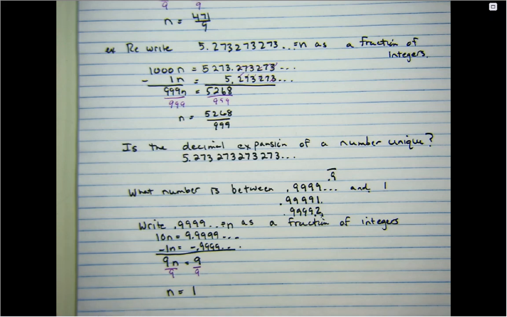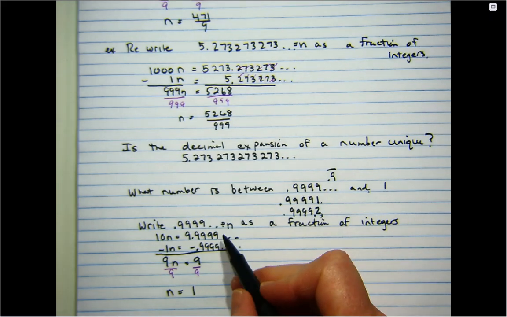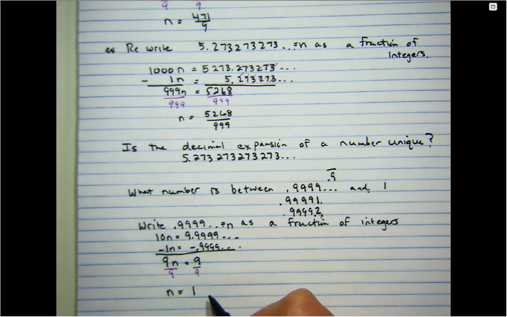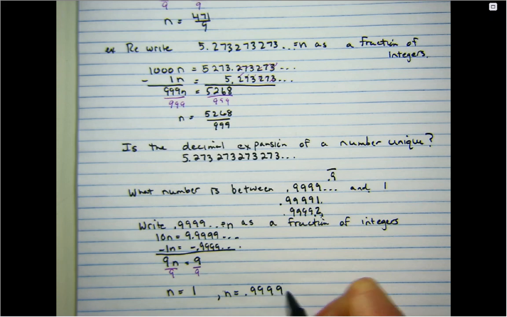And then we divide both sides of the equation by 9. That's good. We're still doing the same thing to both sides of the equation. So that means the original number is 1. So n is 1, and n equals 0.9999... So that's saying that the two are in fact equal. And that is true. That looks really weird, but in fact it is true. And you could go ahead and show somebody that if you want to get in a good argument.